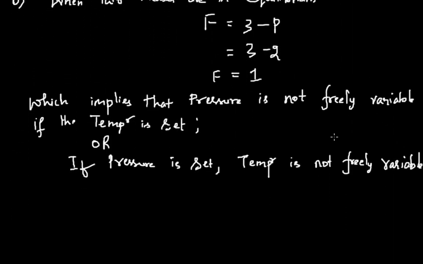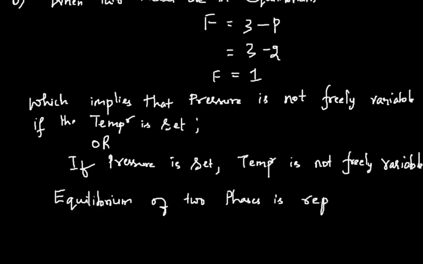In other words, single phase is represented by an area on the phase diagram, and the equilibrium of two phases by a line in the phase diagram.